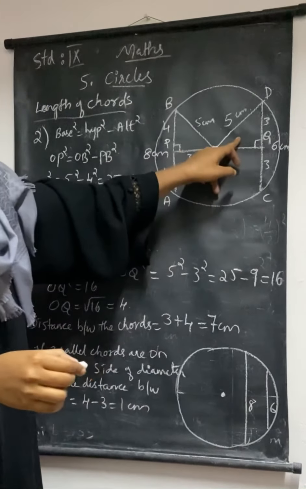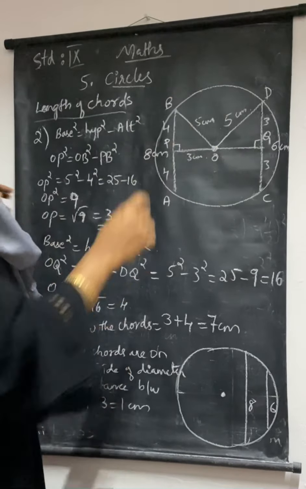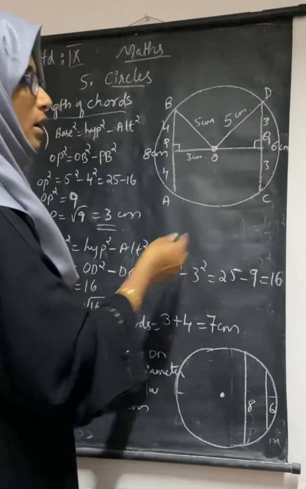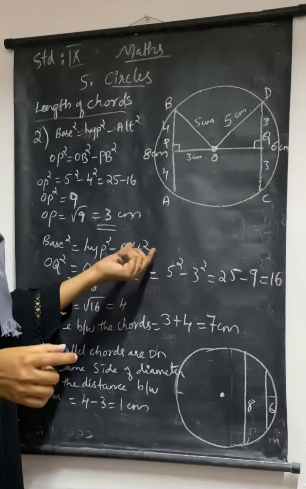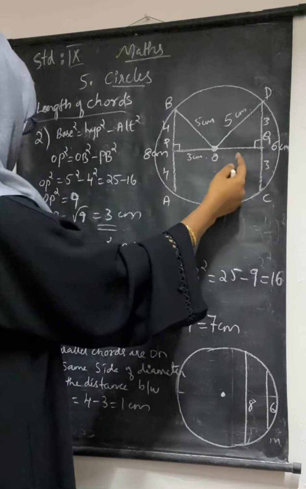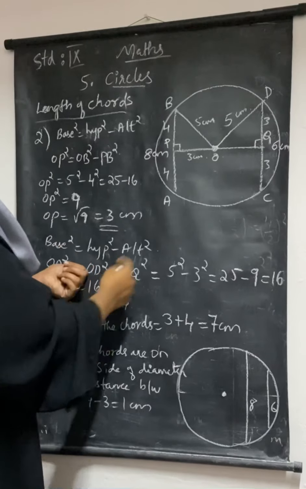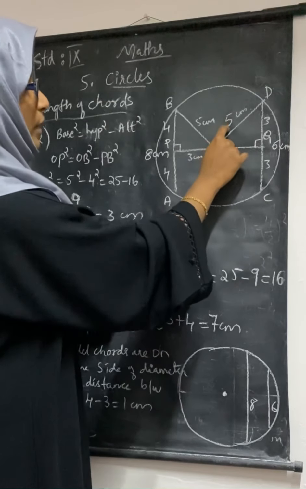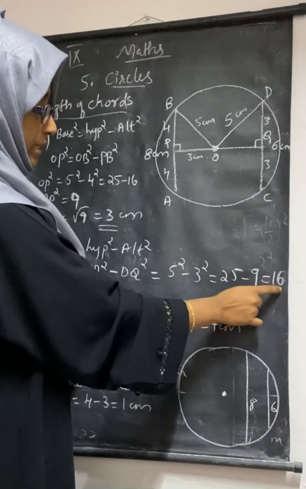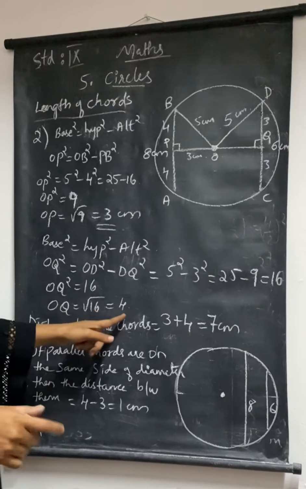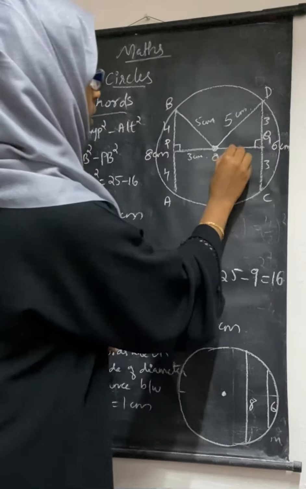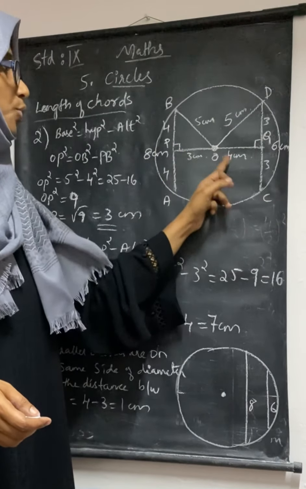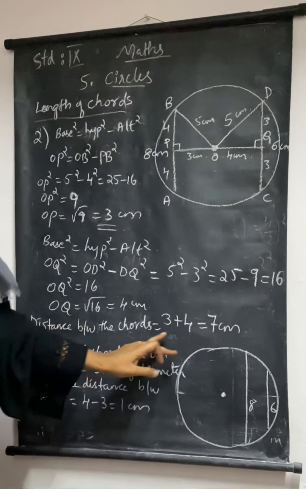Now we are moving on to the other triangle, that is OQD. In that, there also the base is missing, hypotenuse and altitude are given. So base square is equal to hypotenuse square minus altitude square. That is OQ square is equal to hypotenuse OD square minus altitude DQ square. So 5 square minus 3 square, 25 minus 9, 16 you will get. When you take the square root, 4 centimeter you will get. Now they are asking the distance between the two chords. How much? 3 plus 4, 7. So the distance between them is 7 centimeter.